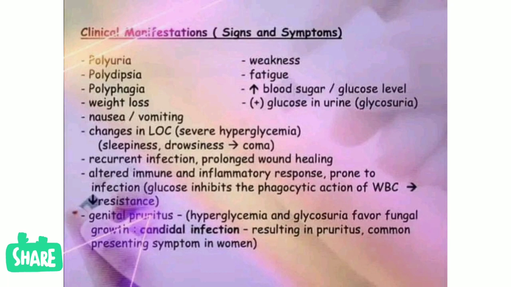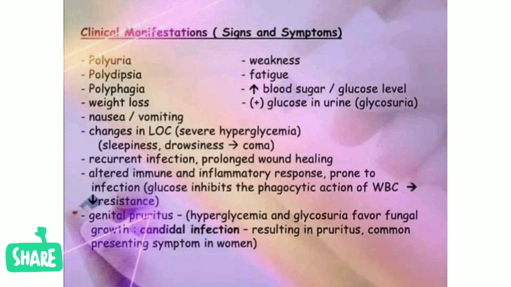These are the clinical manifestations, that means signs and symptoms of DM. The most important and common are polyuria, polydipsia, polyphagia, and then comes weight loss, nausea, vomiting, changes in LOC, severe hyperglycemia, sleepiness, drowsiness that leads to coma, recurrent infections, prolonged wound healing, altered immune and inflammatory response, prone to infection. This means that glucose inhibits the phagocytic action of WBCs and this will lead to decreased resistance.